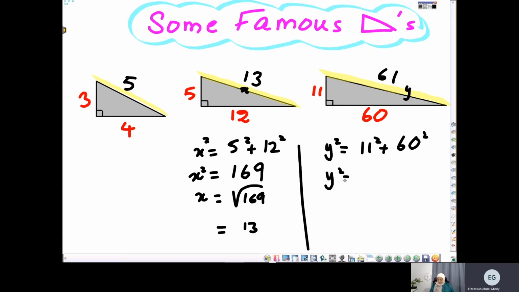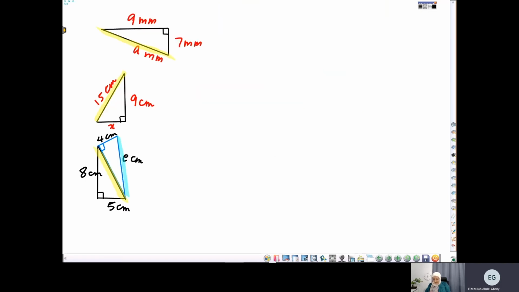So y squared is equal to 121 plus 3600 equals 3721. Root answer equals, y equals the square root of 3721. It will be 61. These are the most famous triangles, and now let's go solve some questions together.